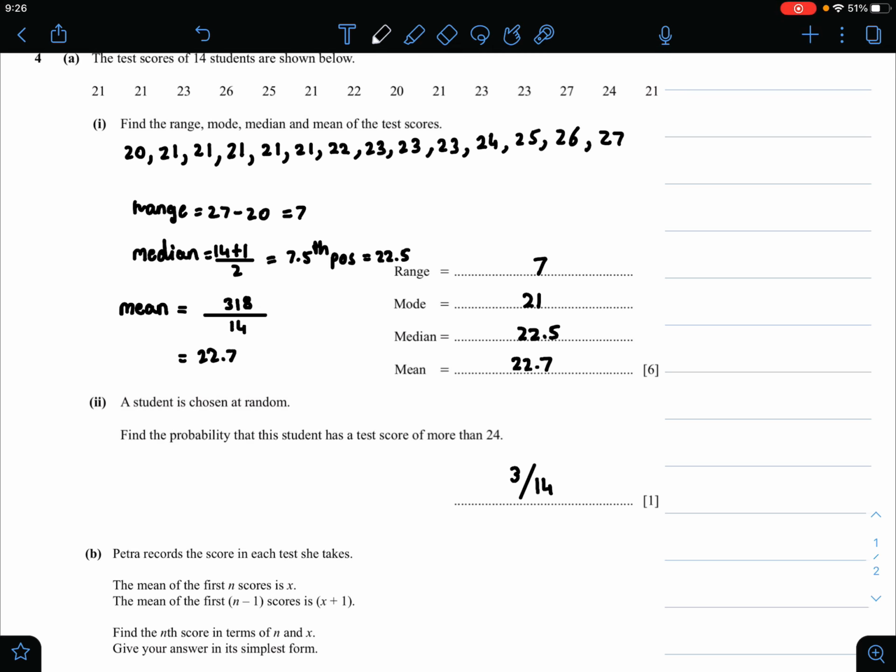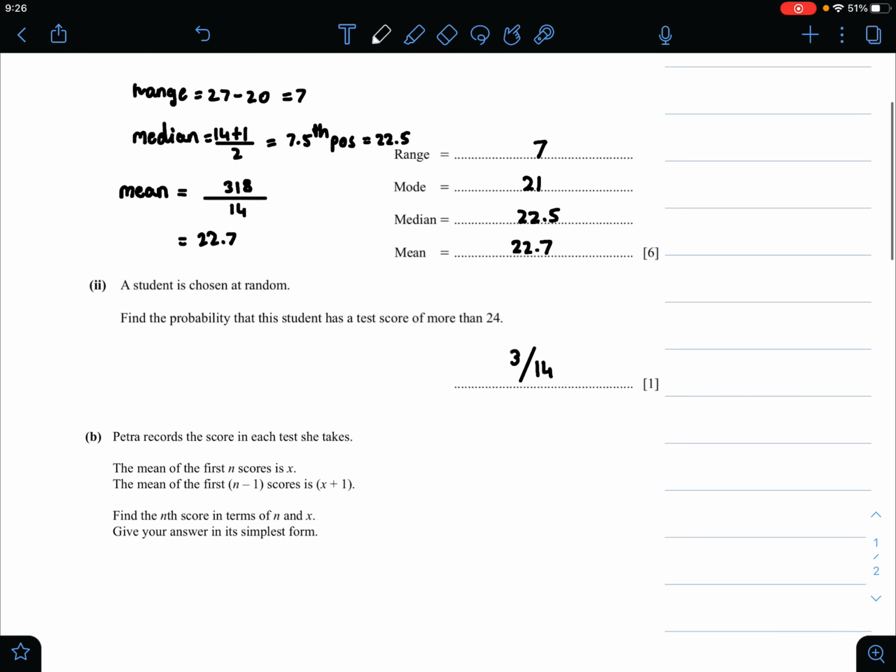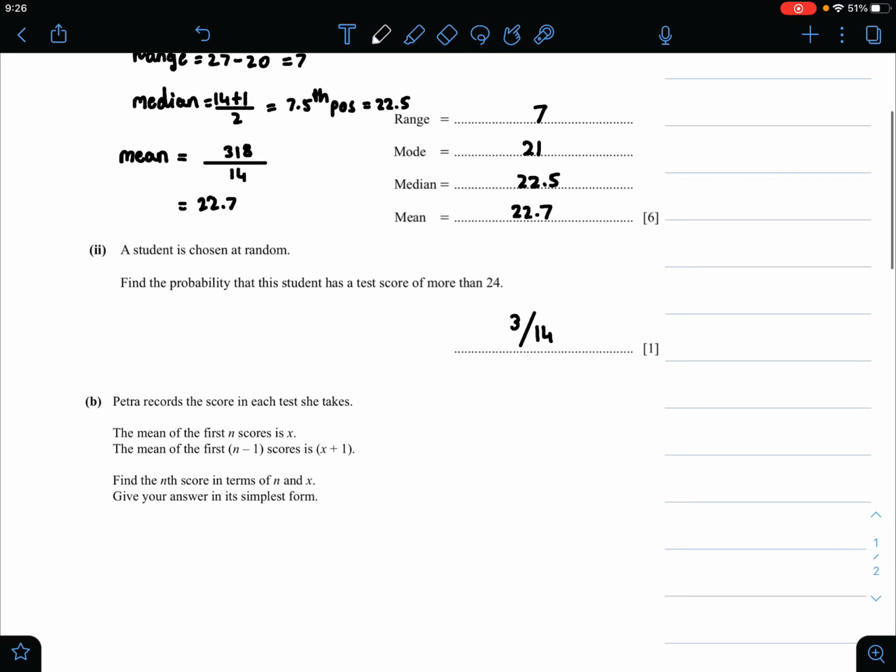Now let's move to part B of this question. For part B, they are asking us to find the nth score in terms of n and x. How we do this is we have to find the total, like we found the total as 318 previously. We have to find the total for both scenarios and take the difference of them.